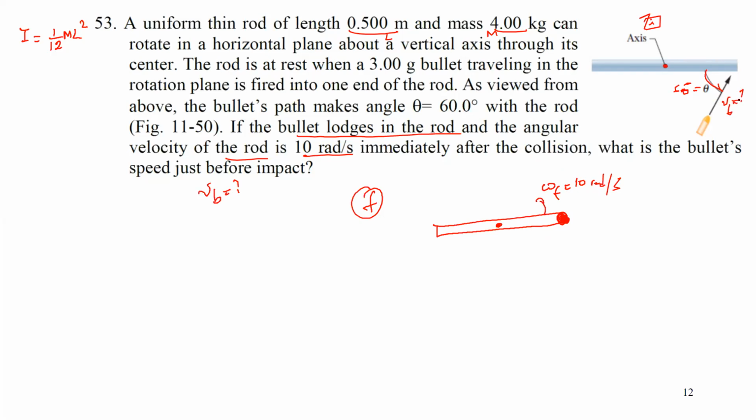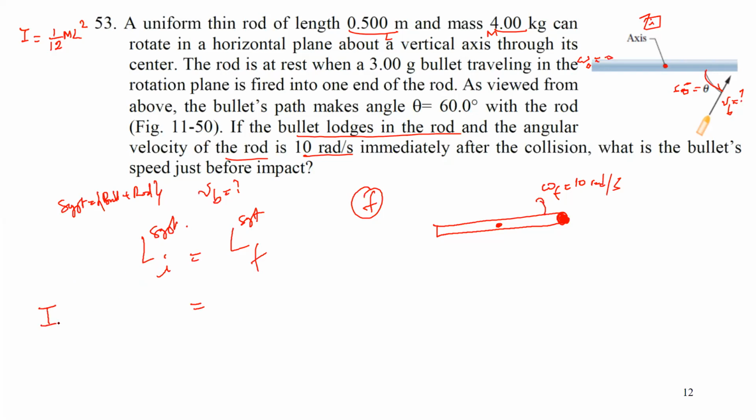In the 1 minute remaining, let me solve it. I will also have conservation of angular momentum. My system here is bullet plus rod. So the angular momentum of the system initial is equal to the angular momentum of the system final. Initially, the rod was at rest, so omega initial of the rod is 0. So the angular momentum of the system initial is the angular momentum of the rod plus the angular momentum of the bullet.